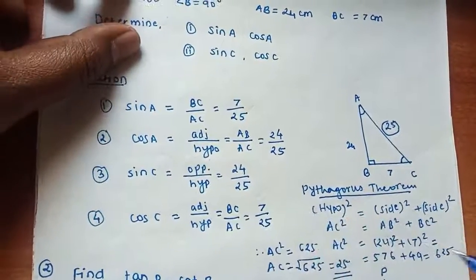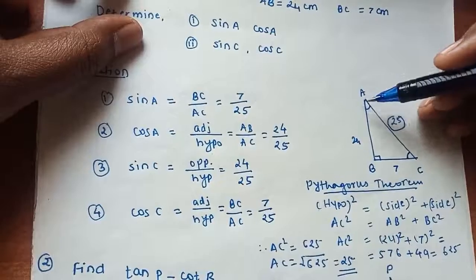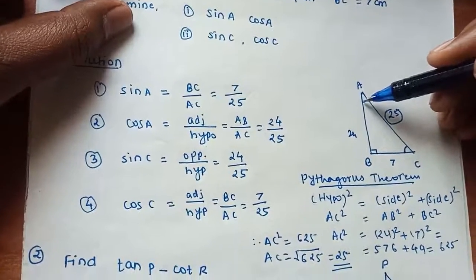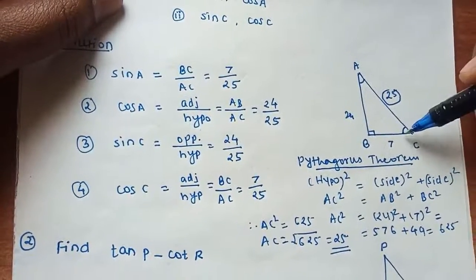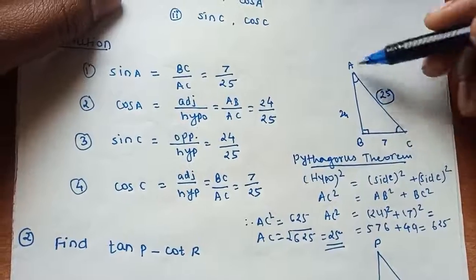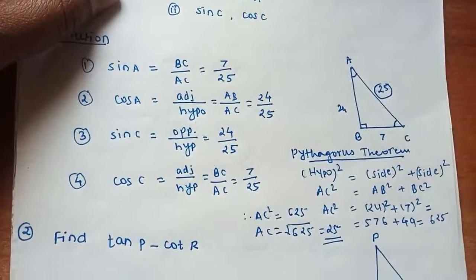So don't confuse between the opposite and adjacent for the respective angle. If I am taking the angle A, then BC will be the opposite. But remember, when you are taking the angle C, your AB should be the opposite. Opposite side means just in front of it.